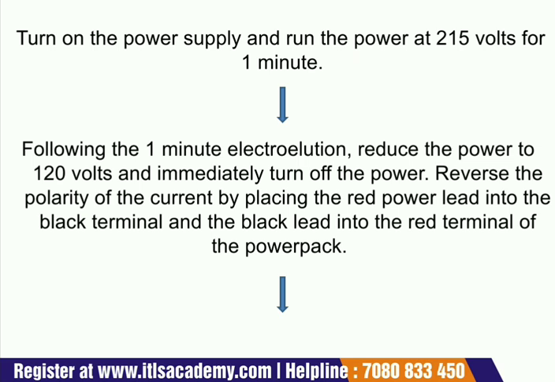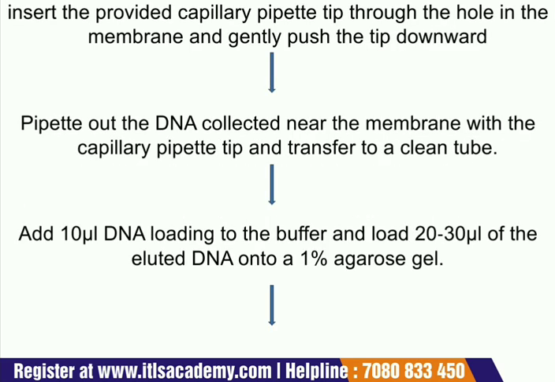Place the gene capsule on a dry surface and puncture a small hole in the membrane at the DNA collection port. Insert the provided capillary pipette tip through the hole in the membrane and gently push the tip downward. Pipette out the DNA collected near the membrane with the capillary pipette tip and transfer to a clean tube.